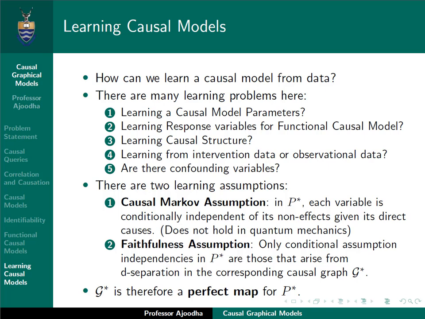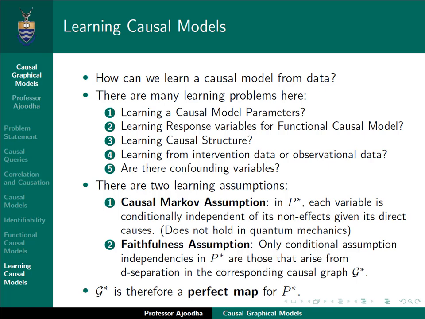And so there are two important assumptions when learning causal models. There's the causal Markov assumption, and then there's the faithfulness assumption. The first one, the causal Markov assumption, means in the true distribution, each variable is conditionally independent of its non-effects given its direct causes. This one makes sense. It's basically the chain rule for Bayesian networks. It says that every variable is independent of its non-descendants given its parents.